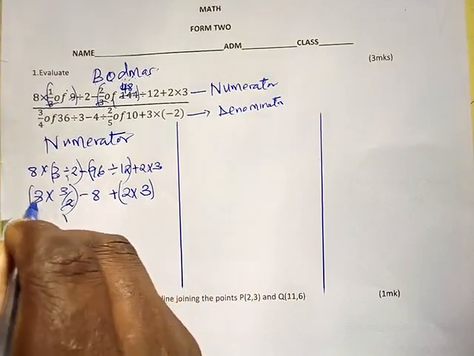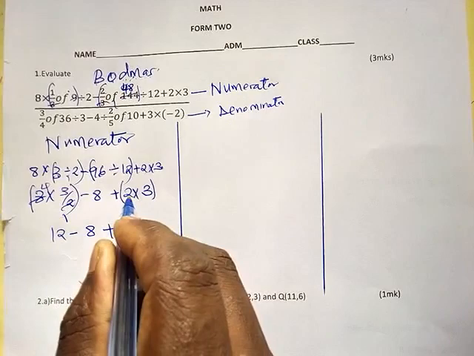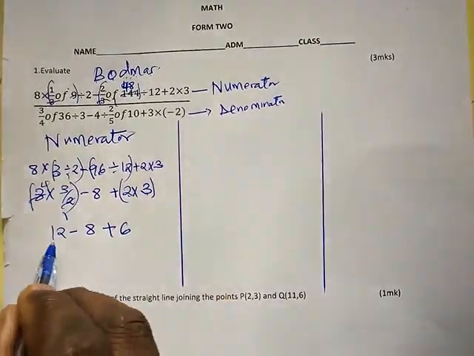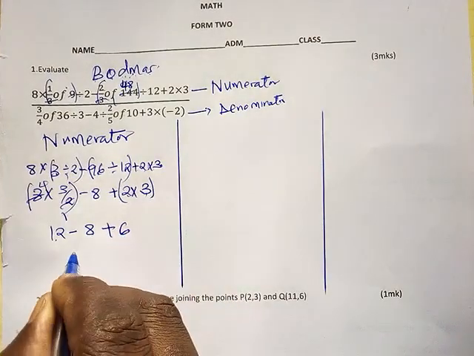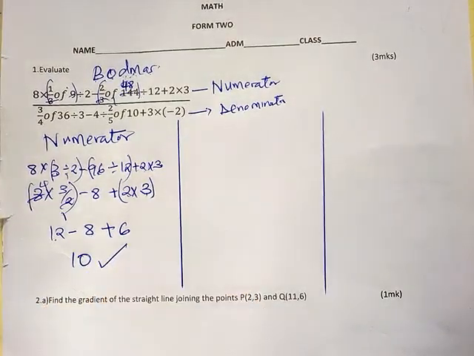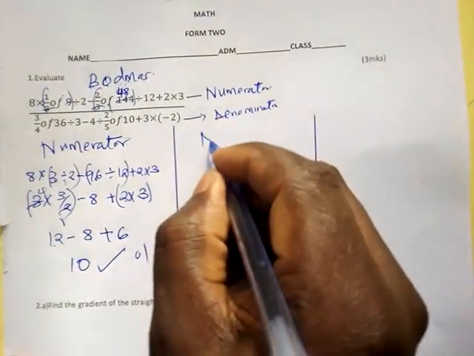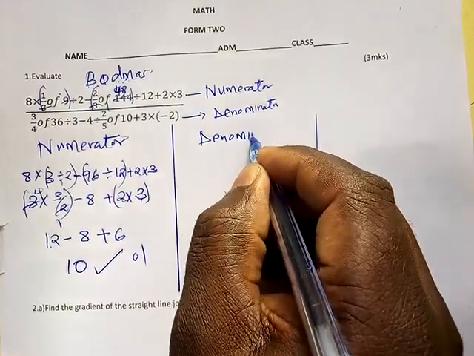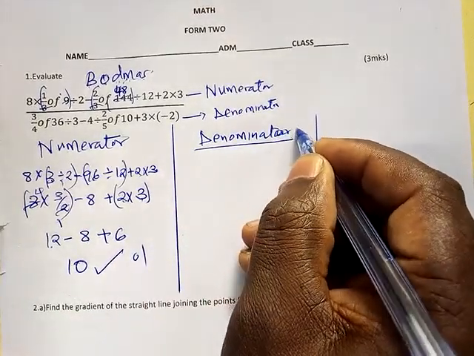So this one here once, here 4. We have 12 minus 8 plus this times this is 6. So 12 minus 8, that is 4. 4 plus 6, the answer is 10. So the numerator is 10, and that is where you have your mark. The next one is the denominator. You underline the denominator.